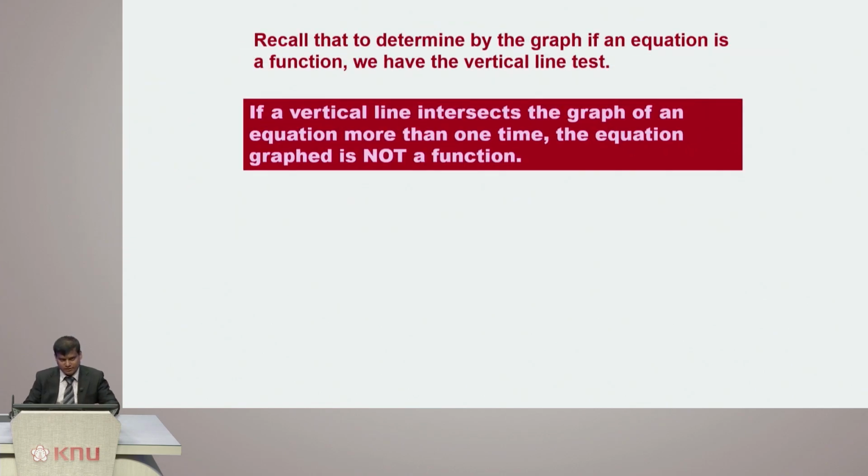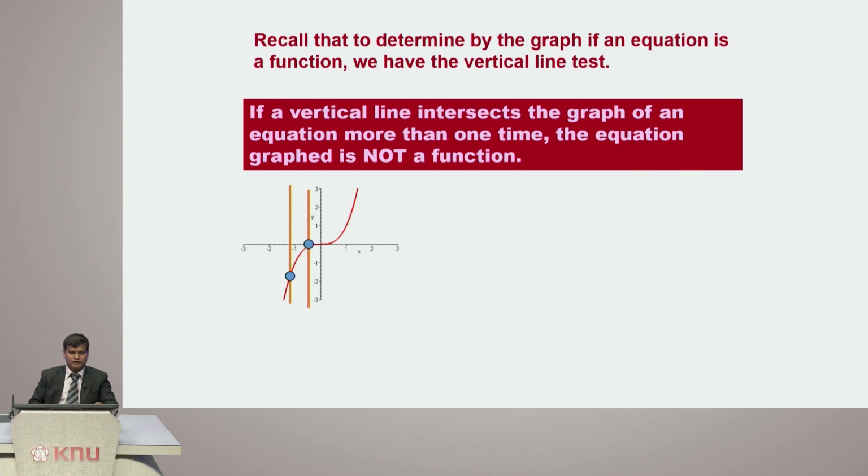Let's see how things would look from a graphical point of view. This is called the vertical line test. If a vertical line intersects the graph of an equation more than one time, the equation graphed is not a function. That's one of the observations that you have here. So here is a graph.